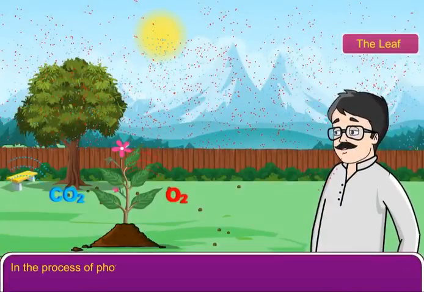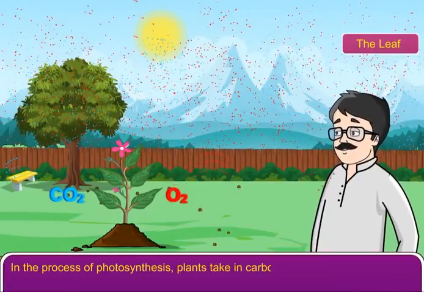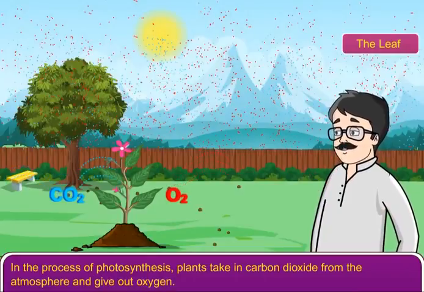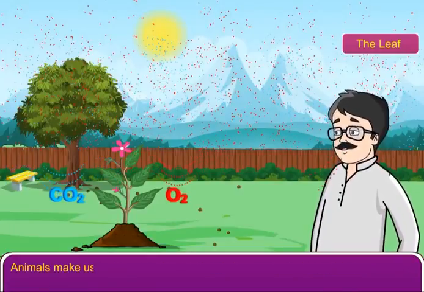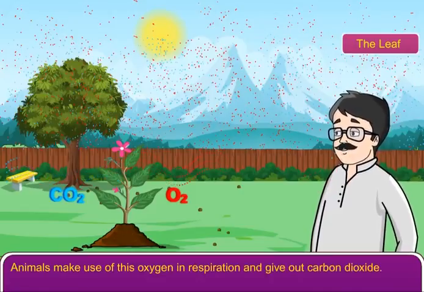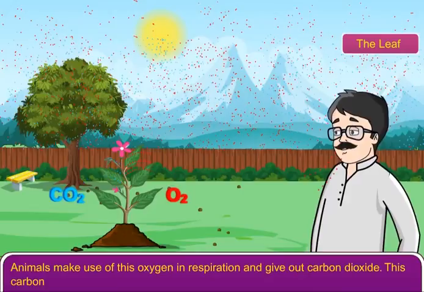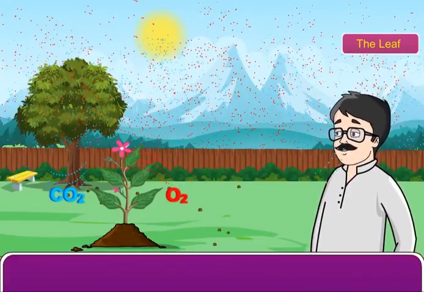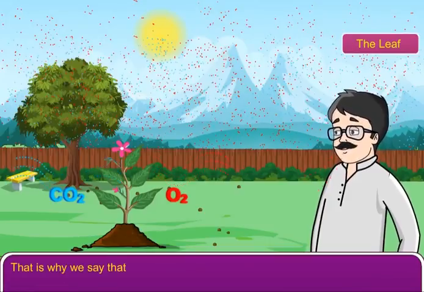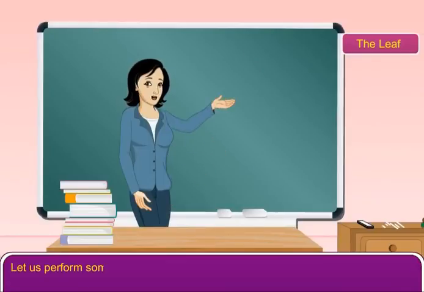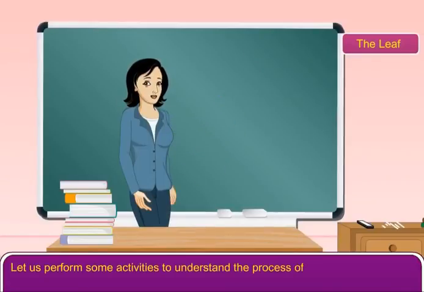In the process of photosynthesis, plants take in carbon dioxide from the atmosphere and give out oxygen. Animals make use of this oxygen in respiration and give out carbon dioxide. This carbon dioxide is again used by plants in photosynthesis. That is why we say that plants purify air. Let us perform some activities to understand the process of photosynthesis.